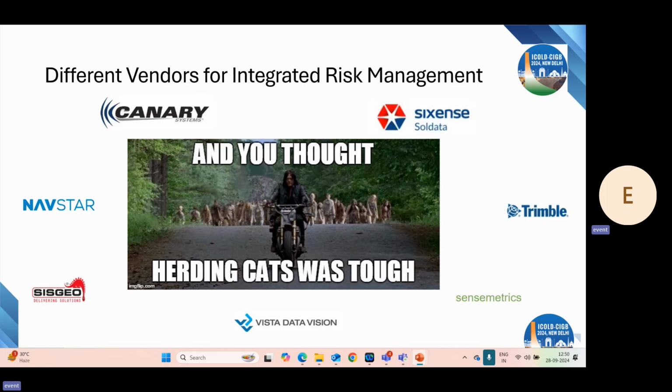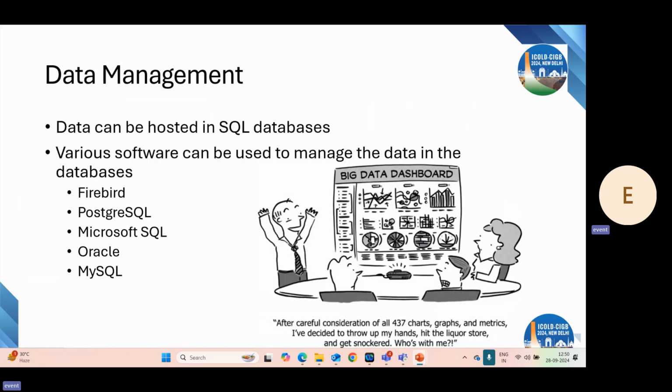Like I said in the previous slides, there's a lot of moving parts. So we jokingly compare different vendors as herding many cats together. Yeah, so data management. With these growing technologies, we are collecting more and more data. It's not just in kilobytes or megabytes anymore. It is going towards the terabyte territory. So we need a better way to organize, sort, and manage the data that we collect.